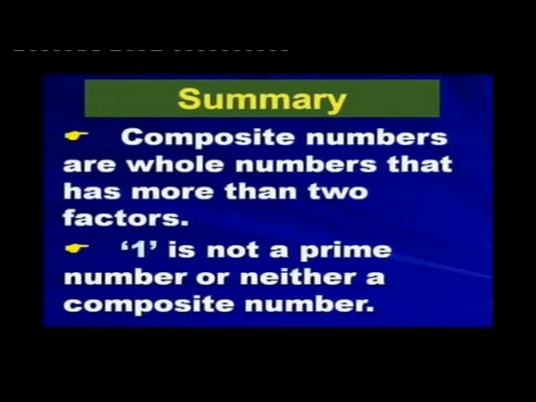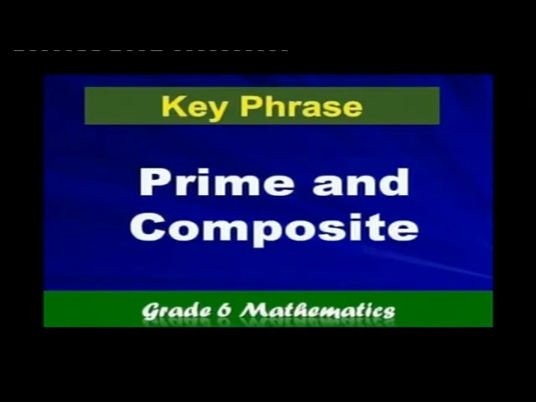And the last summary point that we learned about is on 1. 1 is not a prime number, nor a composite number. So if you are thinking of identifying 1 as a prime number or composite number, you will never identify that. Now our key phrase for today's lesson is: prime and composite.